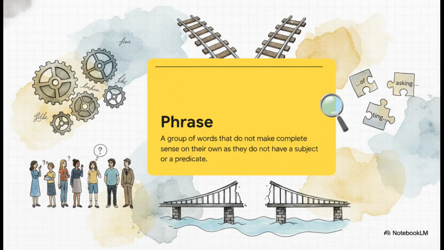All right, let's start with our first building block, the phrase. So, what is it? A phrase is basically a team of words, all working together as a single unit. They definitely have meaning, but here's the catch. If you pull a phrase out of a sentence and look at it by itself, it just feels incomplete. It kind of leaves you hanging, asking, and then what?